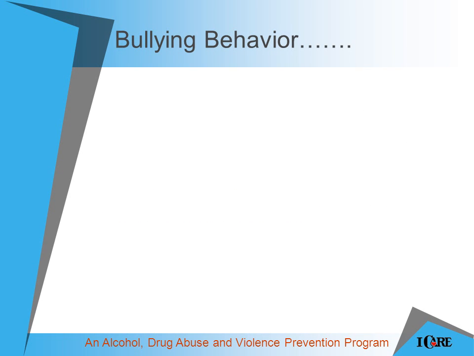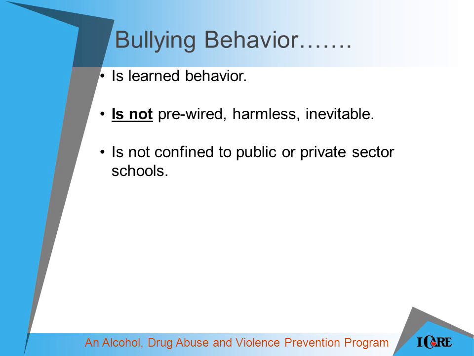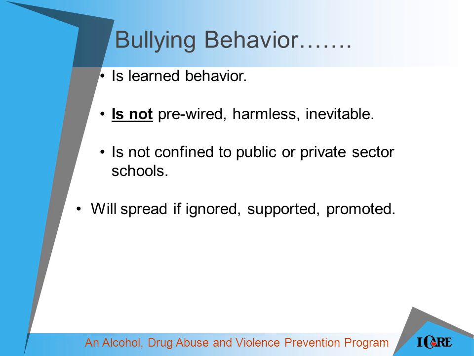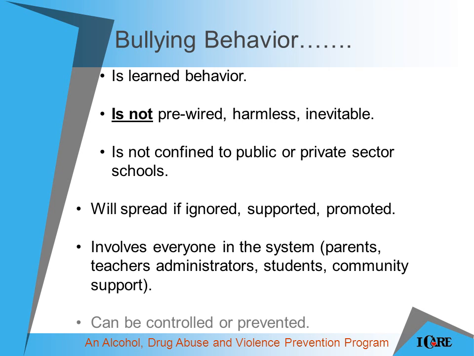We also know that bullying is learned. It is not genetic. Children learn bullying behavior by watching their peers, parents, and even teachers. Bullying is never harmless or inevitable. It is not confined to public or private sectors. If ignored, it will spread. It is possible to unintentionally support or promote bullying. Proper interventions involve everyone in a system: parents, teachers, administrators, and students. Finally, bullying can be controlled and prevented with the proper interventions.